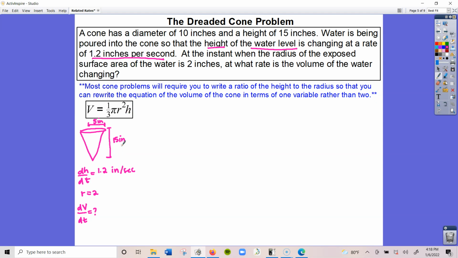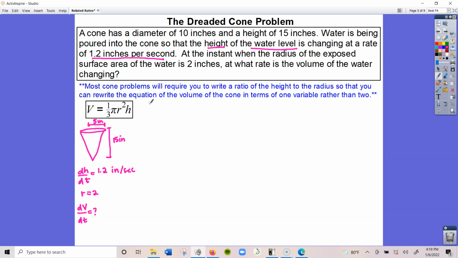However, to avoid this, and this is what I have in blue, most cone problems will require you to write a ratio of the height to the radius so that you can rewrite the equation of the volume of the cone in terms of one variable rather than two. What this means is that in cones, the radius and the height are proportional, meaning if the radius is going to decrease, the height is also going to decrease, not at the same rate, but in the same proportion, in the same ratio.